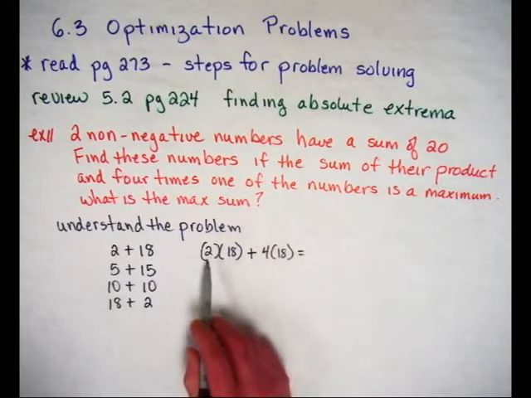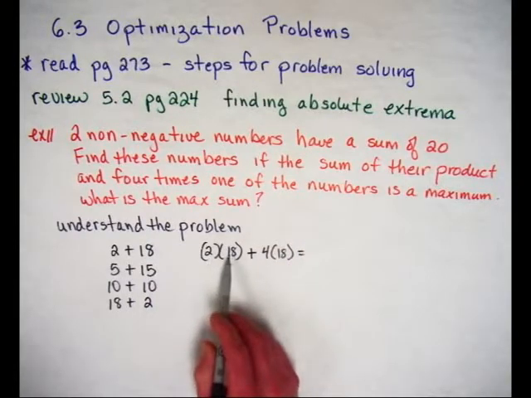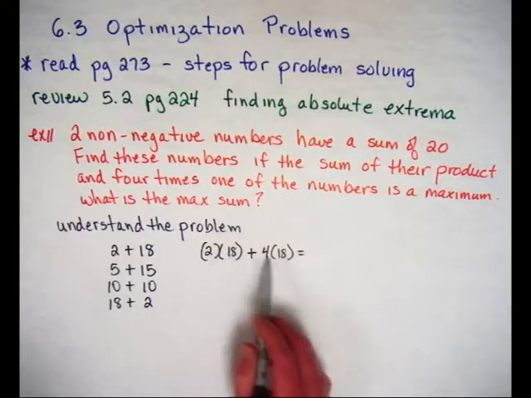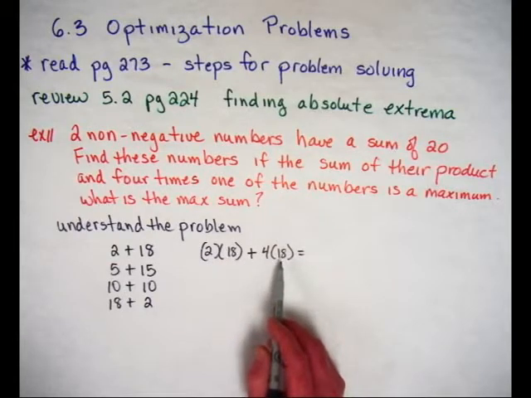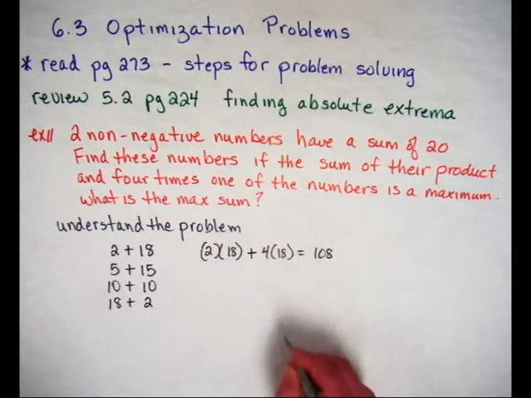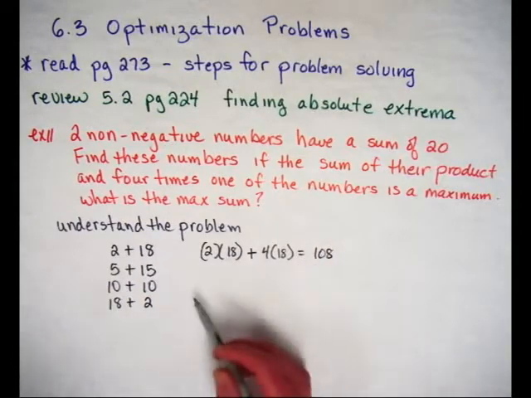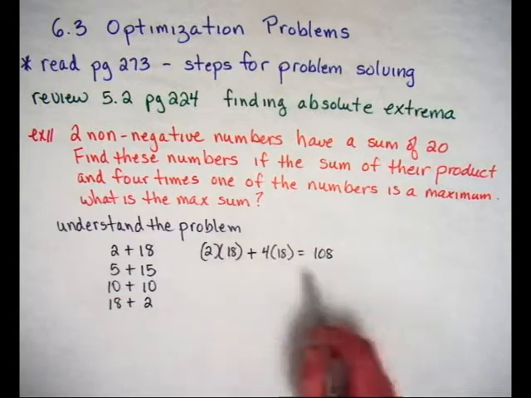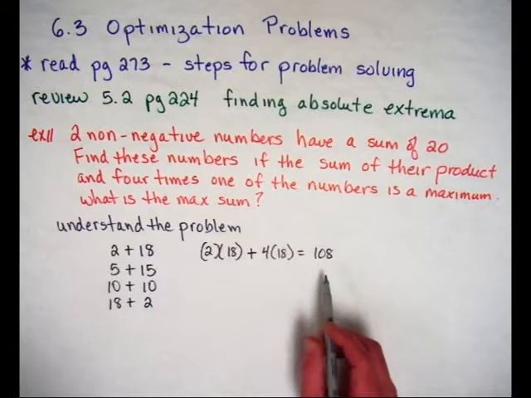So I've selected two numbers that add up to 20. I'm taking their product and adding it to 4 times the bigger number. And if you do that, it turns out to be 108. So what the question's asking is, it wants you to find these two numbers, and it wants the sum you get to be a maximum. So in other words, is 108 the best we could do?